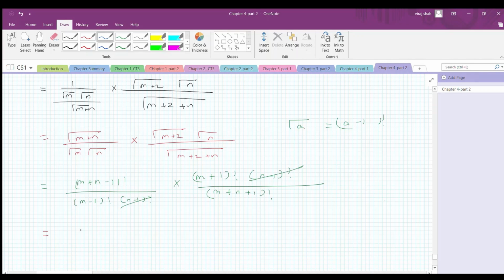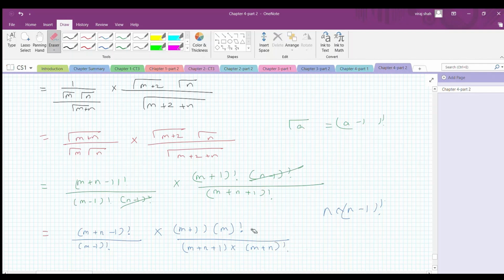It would be nothing but this term remains as it is, (m plus n minus 1) factorial upon (m minus 1) factorial, multiplied by (m plus 1), which is nothing but (m plus 1) into (m plus 1 minus 1) factorial, which is nothing but m factorial, right? Even the bottom side, it would be nothing but (m plus n plus 1) into (m plus n plus 1 minus 1) factorial. What was the formula? n into (n minus 1) factorial. So I'm using this formula, okay guys? So it would be nothing but (m plus n) factorial, right?